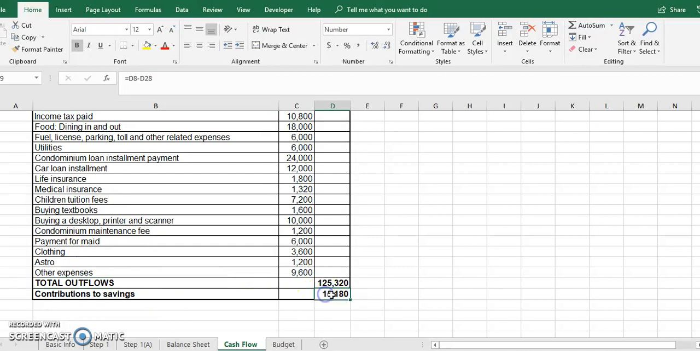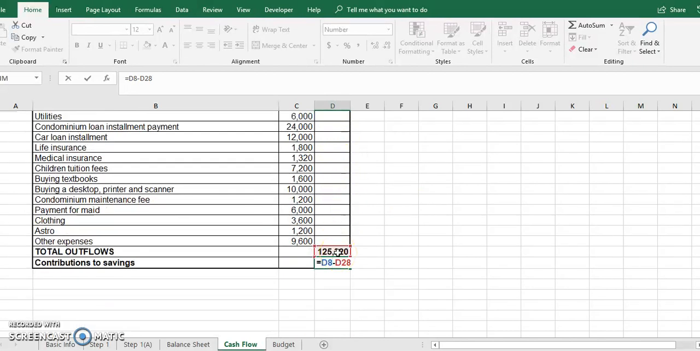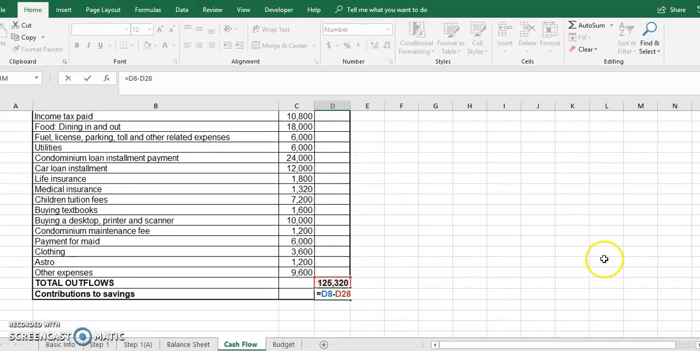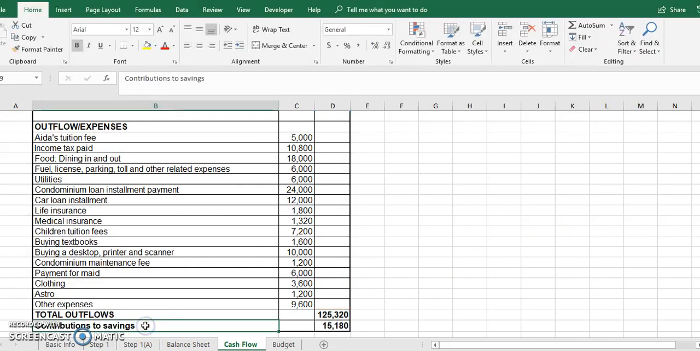How do we get this? Total inflow minus total outflow, then you will get the contribution to saving. Because the amount here is positive, it is called contribution to saving. If it is negative, this is what we call a deficit. So I think that is what you are supposed to do for the cash flow.